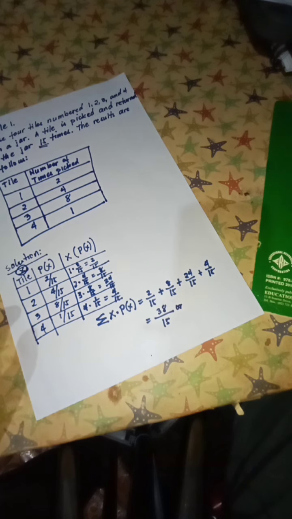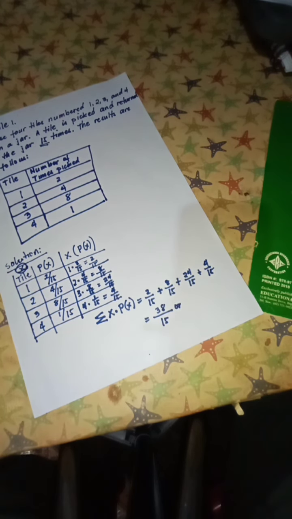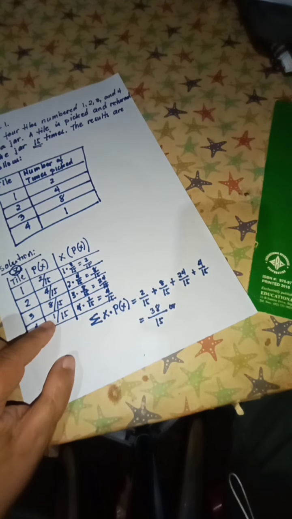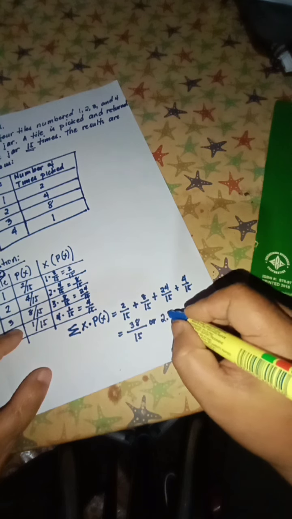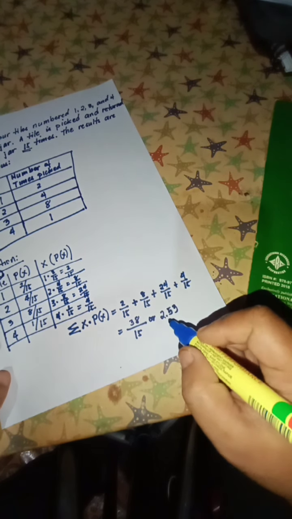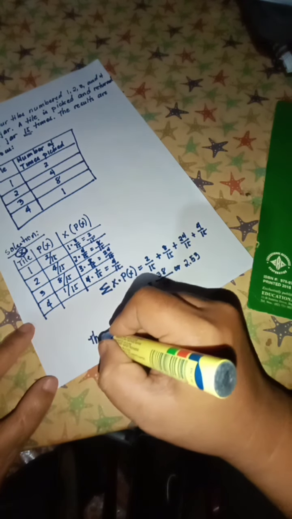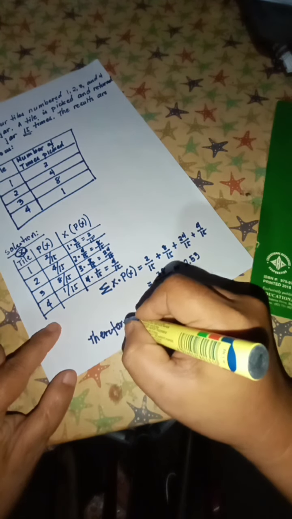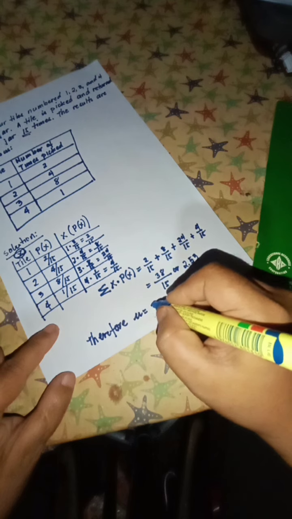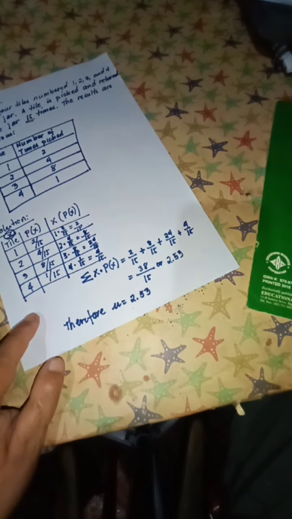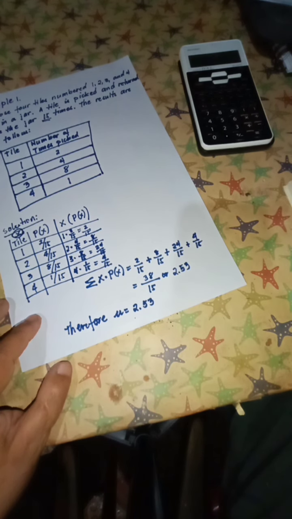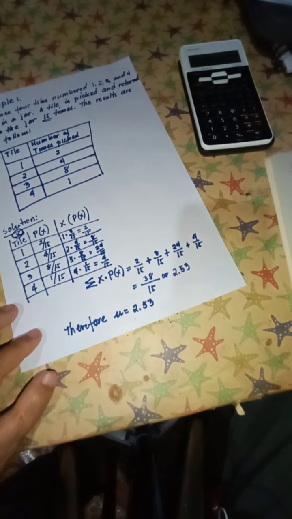Or we convert this to a decimal, so we simply divide 38 by 15, which is 2.5333, or we can just take 2.53. This is already the average. So we can write here, therefore, mu is 2.53. All right. Let's have another example.